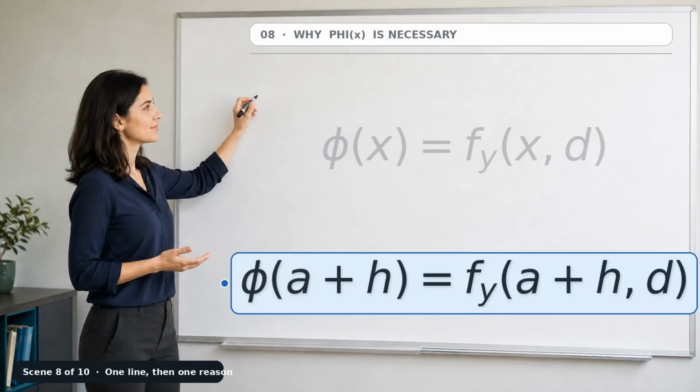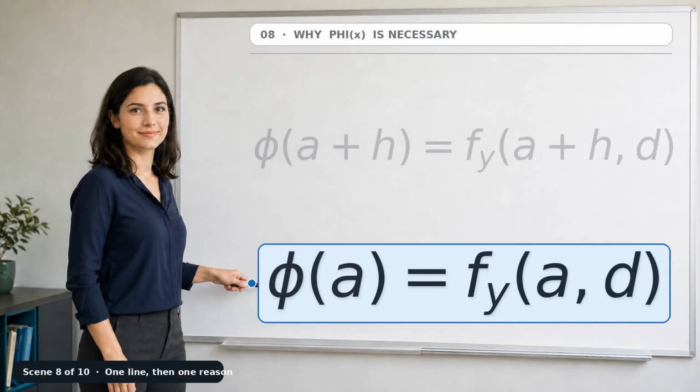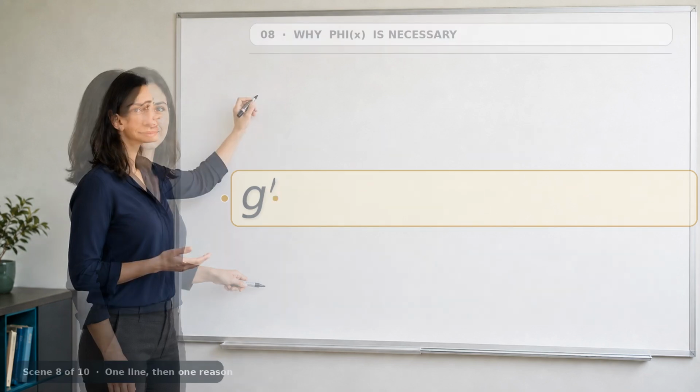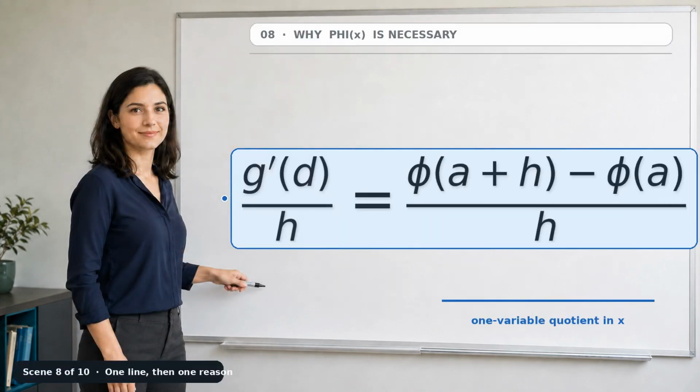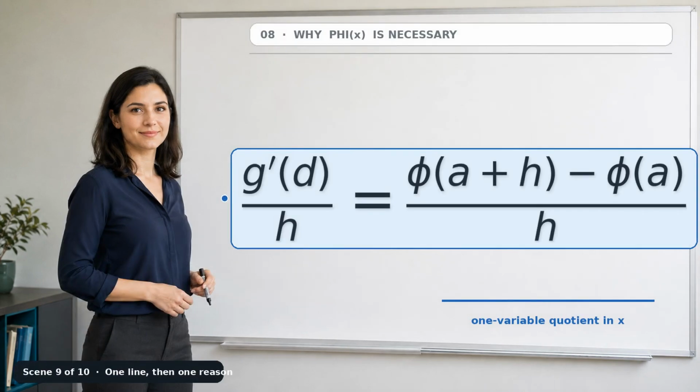At x equals a plus h, phi of a plus h equals f sub y at a plus h comma d. At x equals a, phi of a equals f sub y at a comma d. Therefore, g prime of d is phi of a plus h minus phi of a. And g prime of d divided by h is the ordinary difference quotient for phi. Again, what expression in the previous line makes the mean value theorem useful? It is the circled quotient, phi of a plus h minus phi of a, all divided by h.